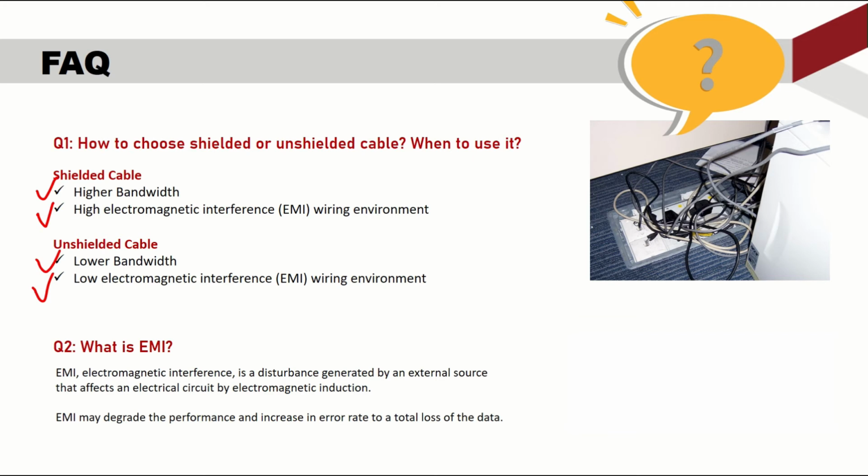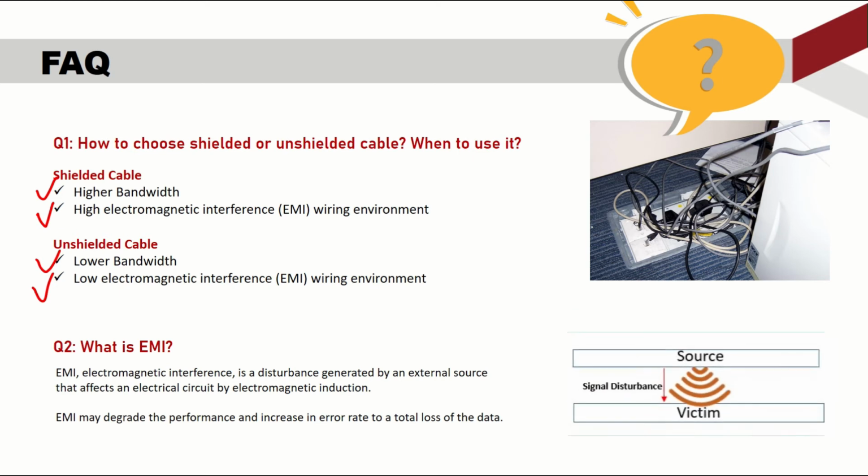Okay, so the next question. What is the EMI? The EMI means electromagnetic interference. It is a disturbance generated by an external source that affects an electrical circuit by electromagnetic induction. And the EMI may degrade the performance and increase the error rate to a total loss of the data.